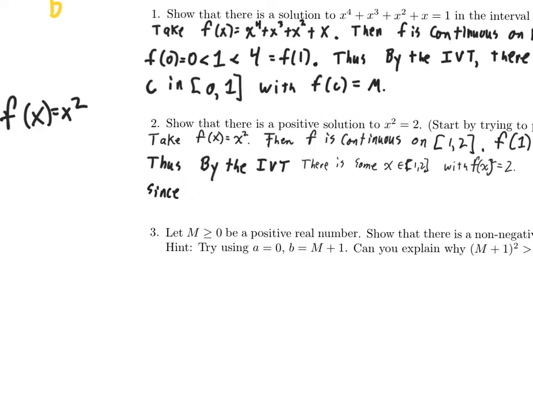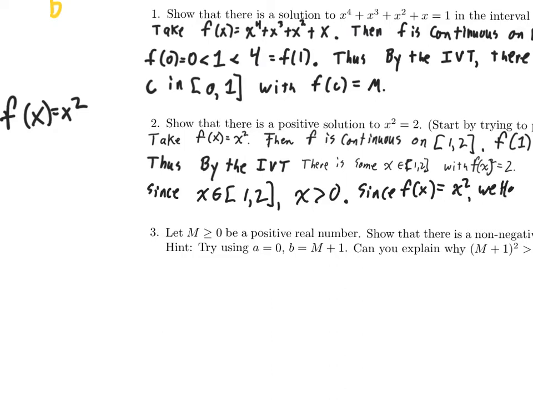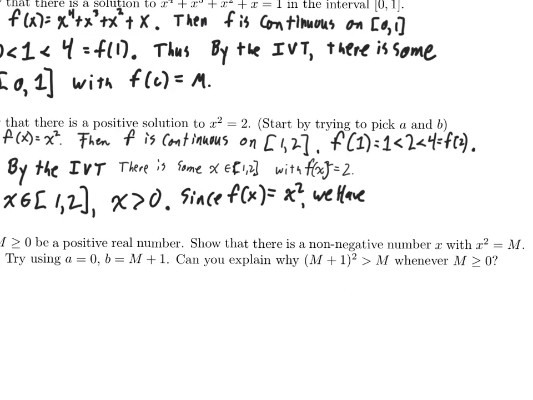Since x is in [1, 2], x is bigger than 0. So x is positive. Since f of x is equal to x squared, we have x squared equal to 2. Excuse me. Okay, I'm back.